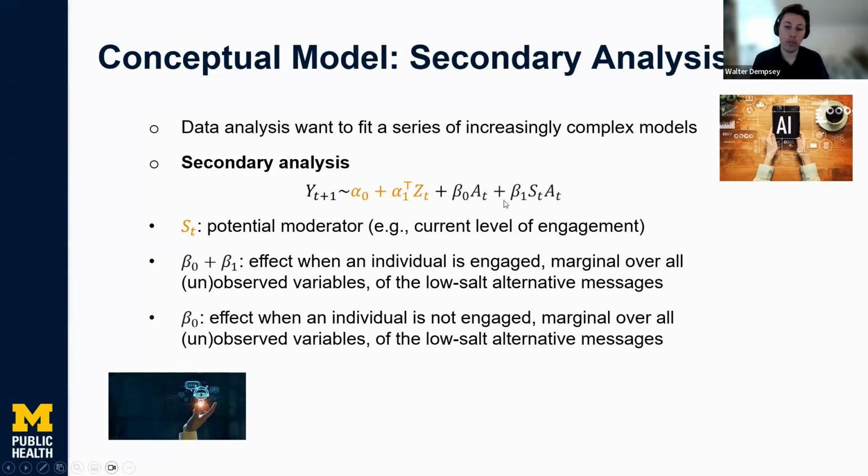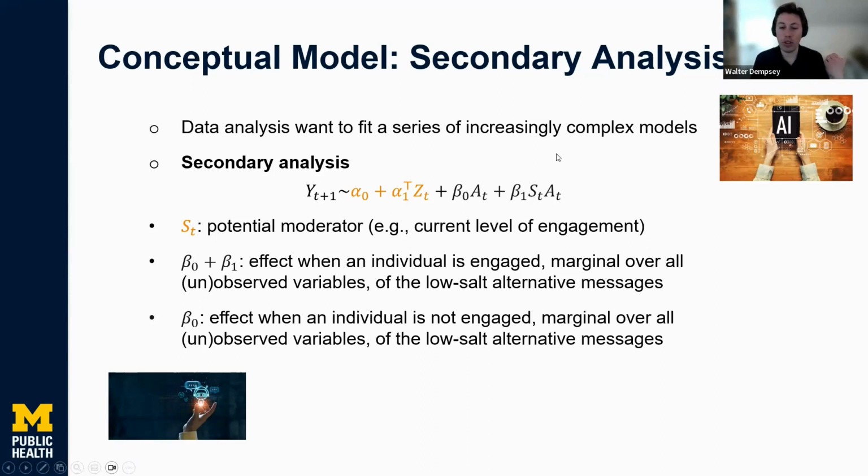So one analysis we might do is measure engagement, which is how many times the individual entered the HeartSteps app over the last week. And so S_t is a measure of engagement. We might want to ask, was the treatment more effective for individuals who are highly engaged in HeartSteps compared to those individuals who have low levels of engagement?